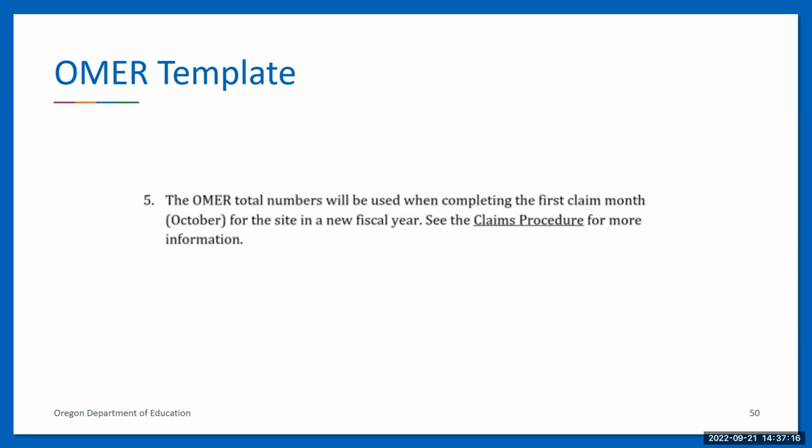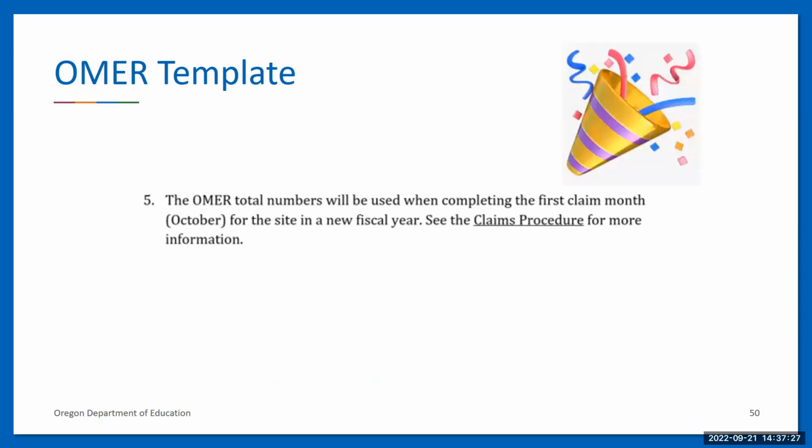Finally, step 5 may be captain obvious to some and not so captain obvious to others. And that is what you use your OMER numbers for and when, and ties it all back to the claims procedure.